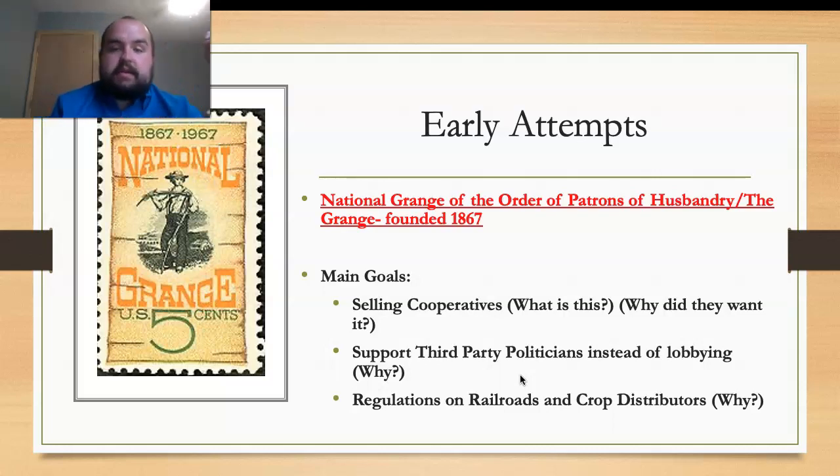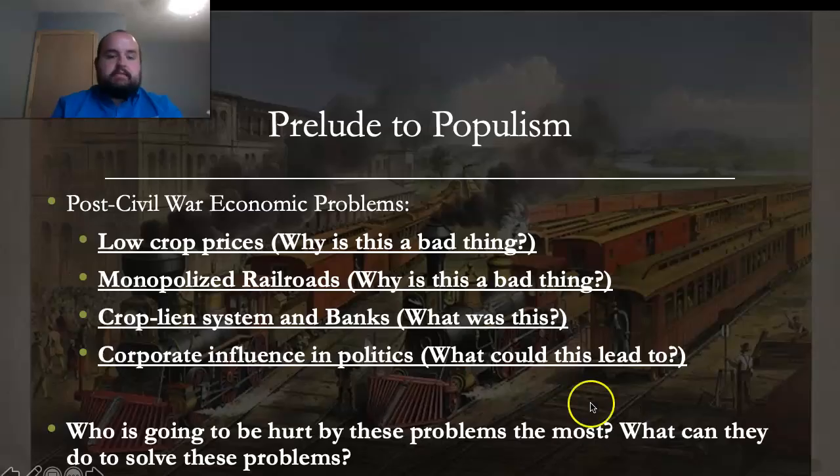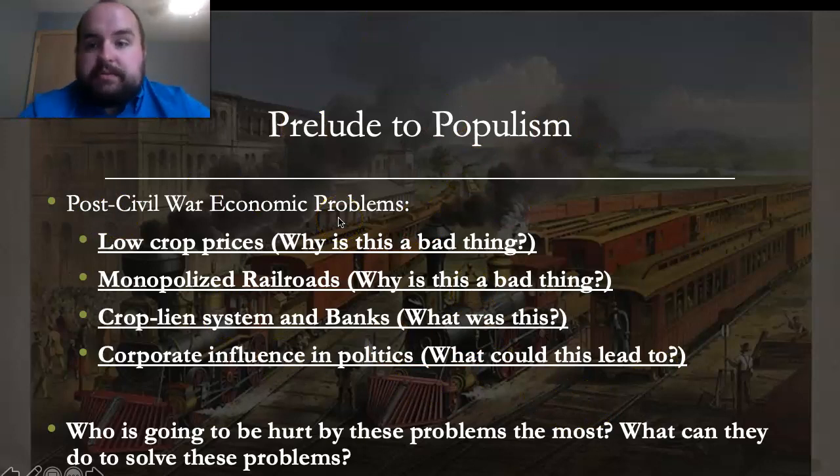So yeah, again, like I mentioned, they didn't like these two established political parties. They wanted to find politicians who supported their own interests. Finally, they wanted to get regulations on railroads and crop distributors. Now again, go back to what I talked about at the very beginning. Why would those regulations benefit regular workers?